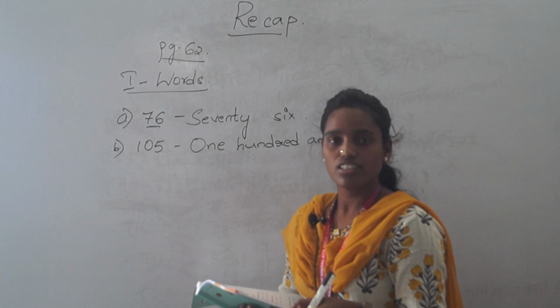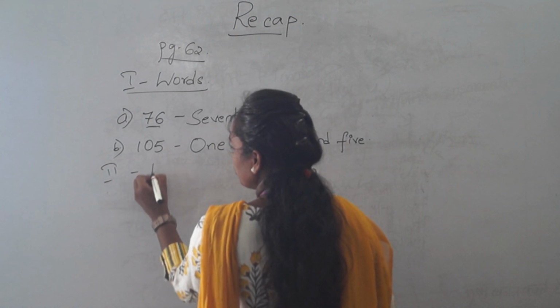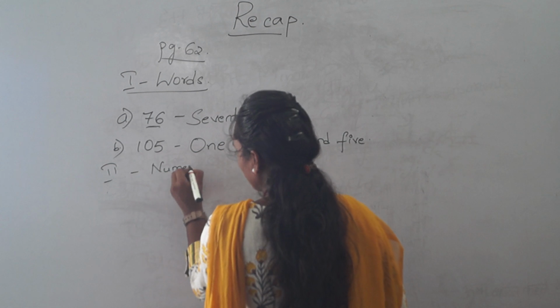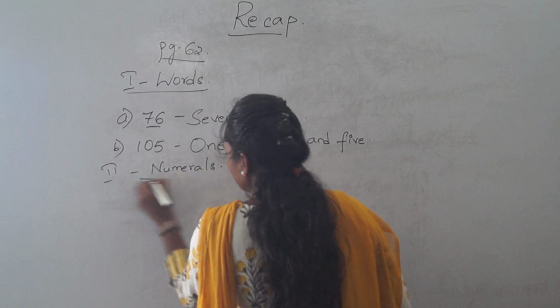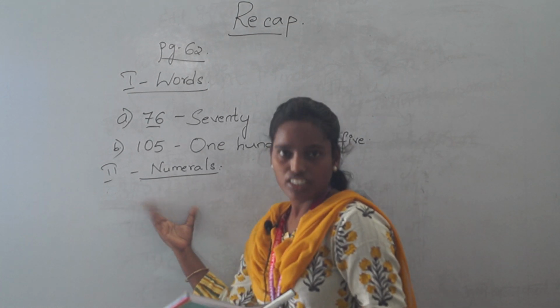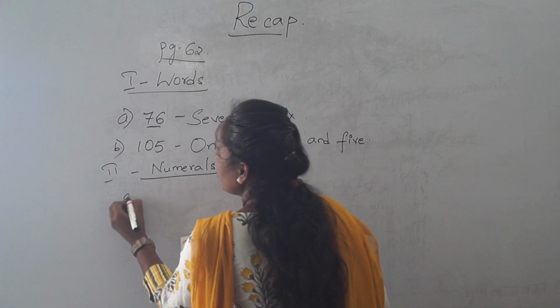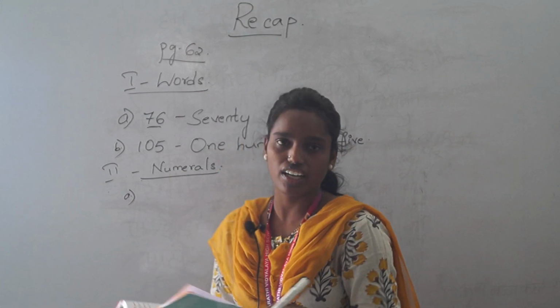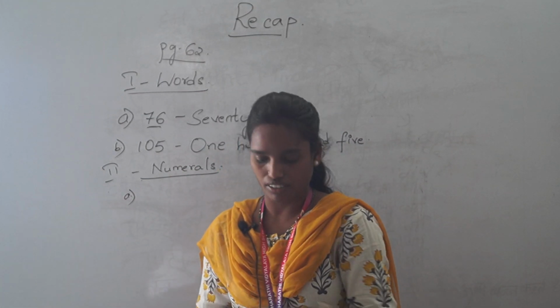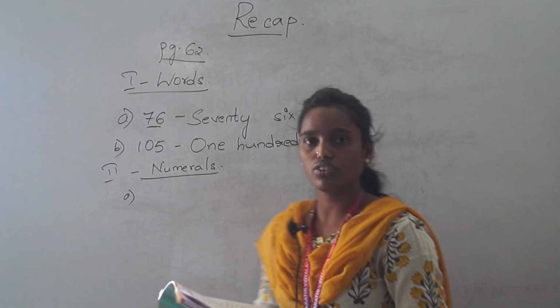Now move to the second bit. What is the second one? Write the numerals. Here they are giving the numbers in words, and we should write the number. So go for A bit. What have they given? Read it. 525. What have they given? 525. So how should we write?